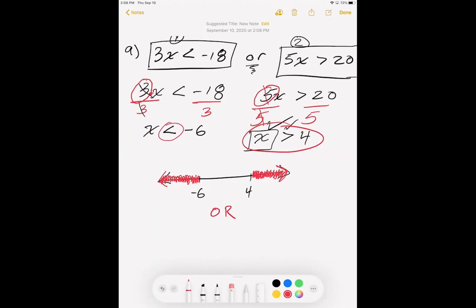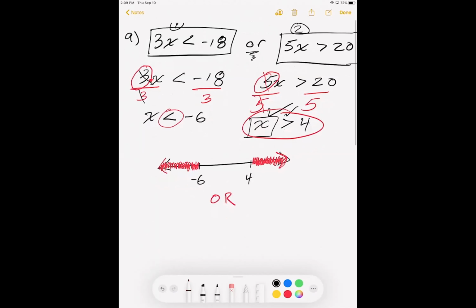So remember, in order to do this, if we have an equal sign, we use a bracket. In this case we don't have an equal sign, so we use a parenthesis. And similarly, over here, we have to use the parenthesis. So this is how your graph should look, with the item on our left of -6 and the item on my right of 4, okay?